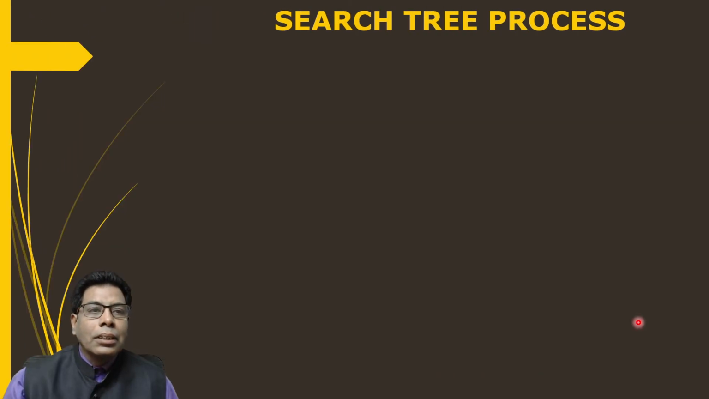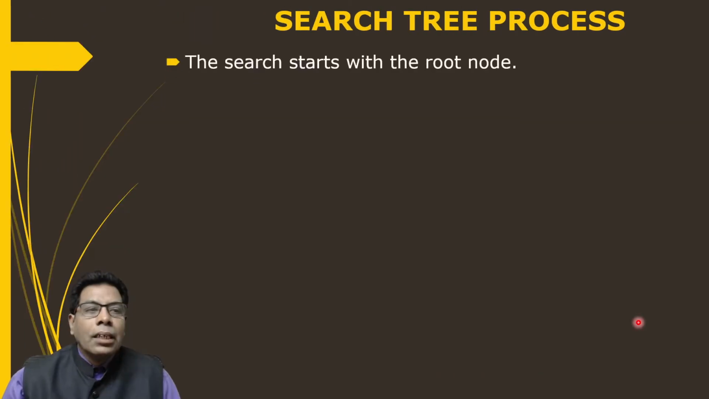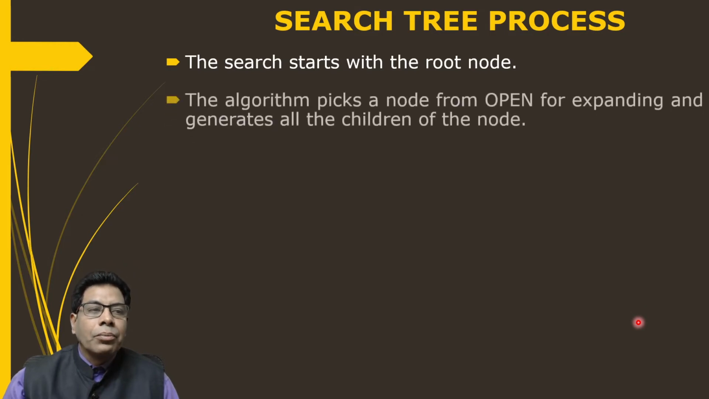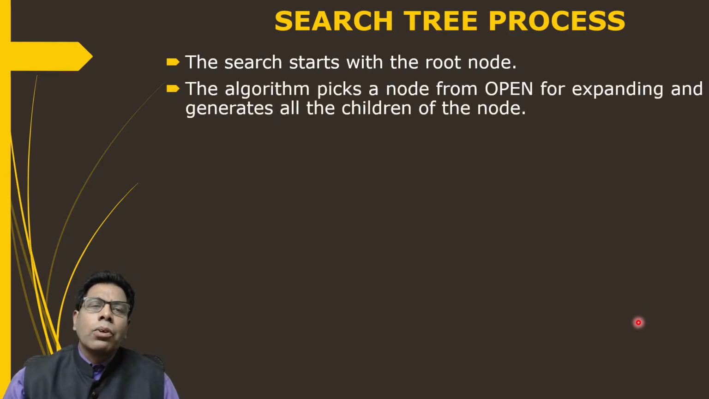Then let us go to the search tree process. The search starts with the root node. That is what we have discussed. Then the algorithm picks a node from open for expanding and generates all the children of the node.